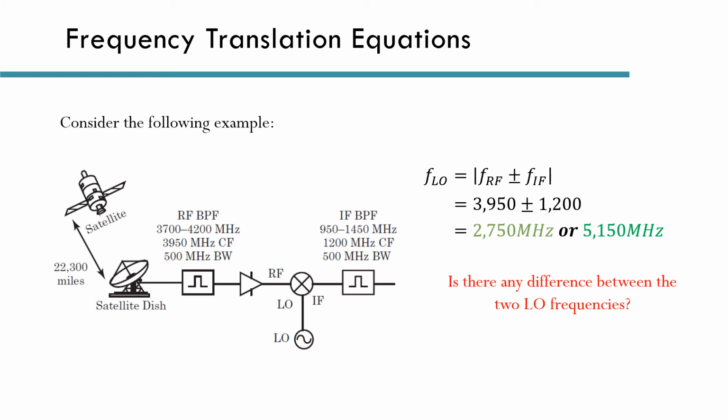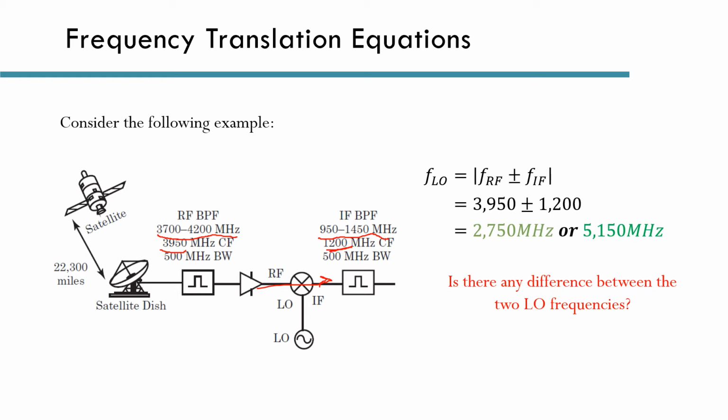So let us now consider this example here where we have an RF signal with a band from 3.7 to 4.2 GHz with a center frequency of 3.95, and we want to down-convert that into an IF band between 0.95 and 1.45 GHz with a center frequency of 1.2 GHz. So the question is, what should be the local oscillator signal frequency to achieve this conversion?